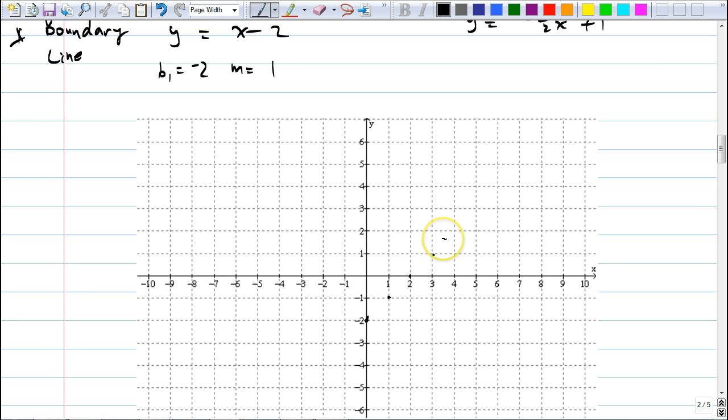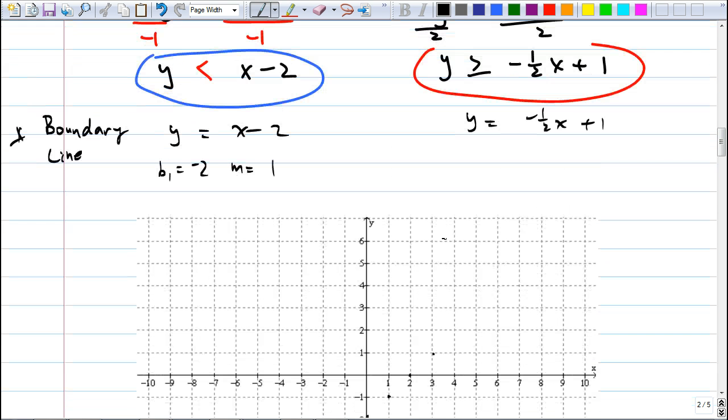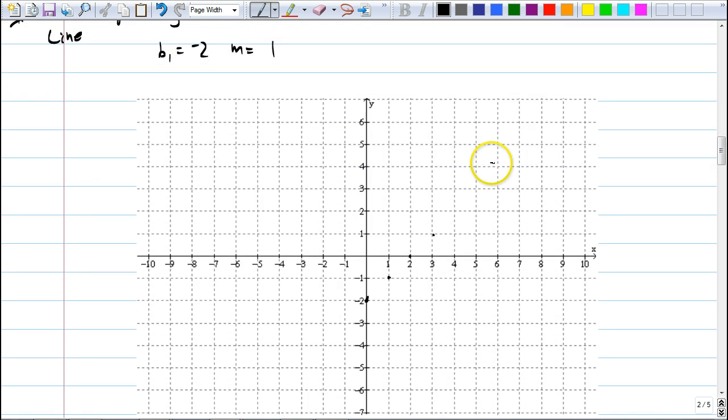Now for this line, you notice my inequality, you see how it was just less than? It didn't say less than or equal to, right? So this boundary line, I'm going to draw as a dotted line, like this. How come I'm not going to draw a solid line? Anybody have an idea why? Because the line is not included.